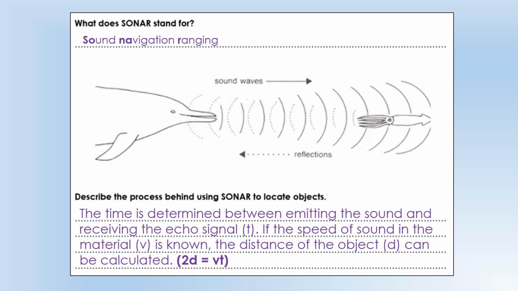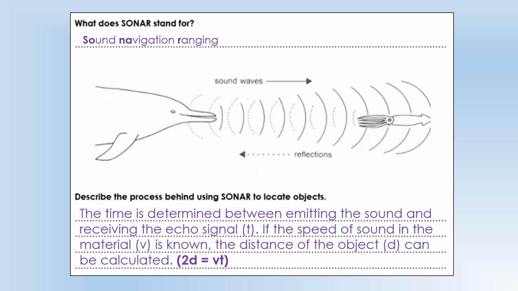Essentially what you do is you measure the time between emitting a sound and receiving an echo. And if you know the speed of the sound in the material, you can therefore work out the distance the object is away. Well, actually, you calculate the distance to the object and back, so you've measured twice the distance to the object.